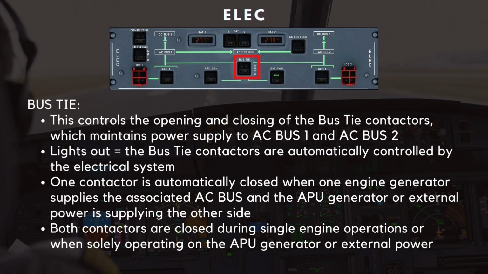Next is the bus tie push button. This controls the opening and closing of the bus tie contactors, which maintains power supply to AC bus 1 and 2. In the lights out auto position, the bus tie contactors are automatically controlled by the electrical system. One contactor is automatically closed when one engine generator supplies the associated AC bus and the APU generator or external power is supplying the other side. Both contactors are closed during single engine operations or when solely operating on the APU generator or external power.